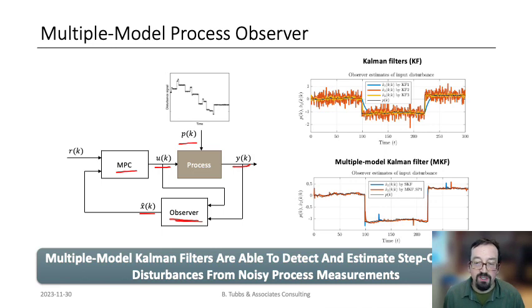The plots on the right show the estimates of an unmeasured disturbance by different types of process observer. The standard process observers assume that these disturbances only change slowly over time. So when a large step change occurs, they are slow to respond. And if you try to increase the response time, they become very sensitive to the measurement noise. The multiple model Kalman filter, which we tested in this research, is able to respond quickly to a step change in the unmeasured disturbance. And also it is not sensitive to the measurement noise.